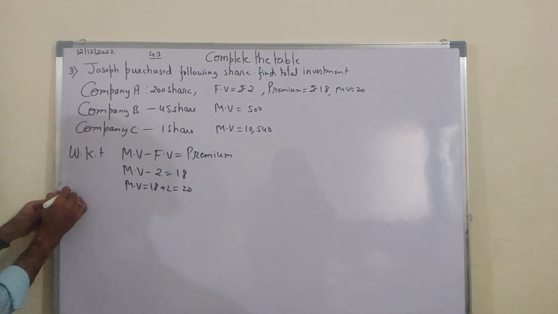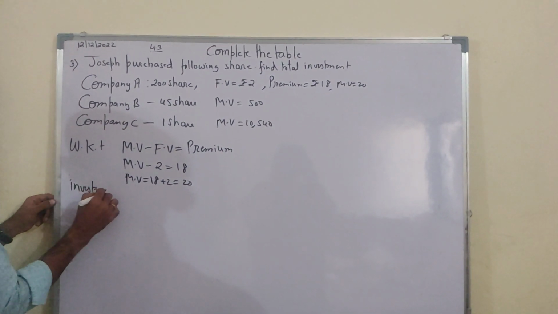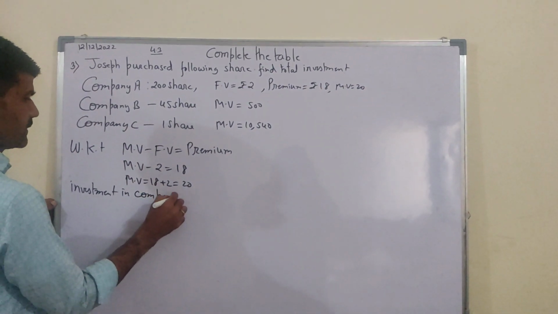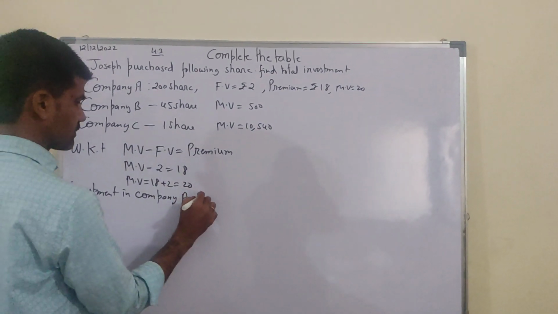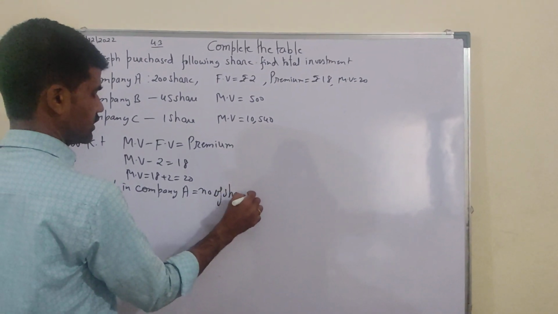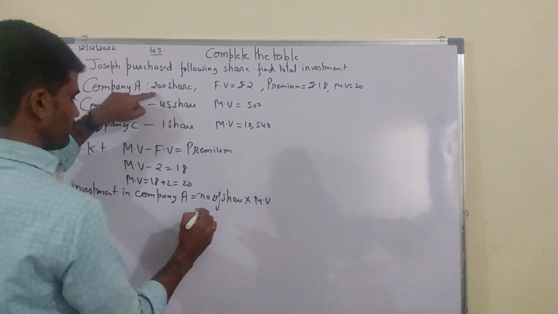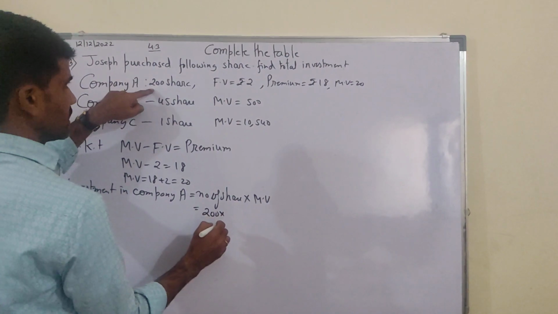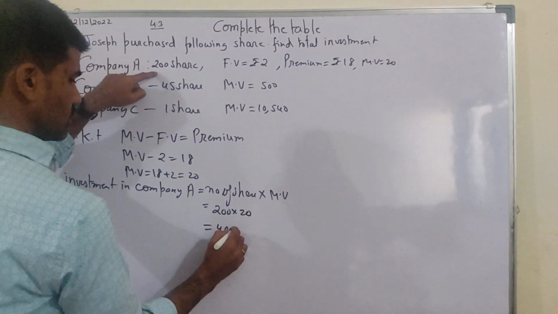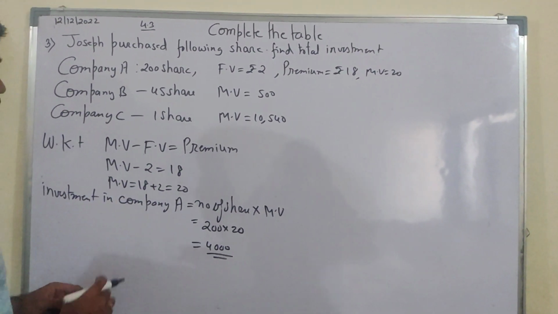Now, investment in Company A equals number of shares into market value. For Company A, how many shares have we purchased? 200. Its market value is 20. 2 2s are 4. So the amount invested in Company A is 4000.